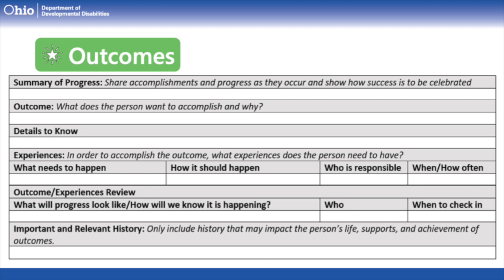This section should also include what progress on the outcome should look like, how successes will be celebrated, and important and relevant history that may impact the outcome, especially if the outcome is to be continued to the next year. The ISP should identify why it did not get accomplished the first year and how things will be done differently the next year to accomplish the outcome.